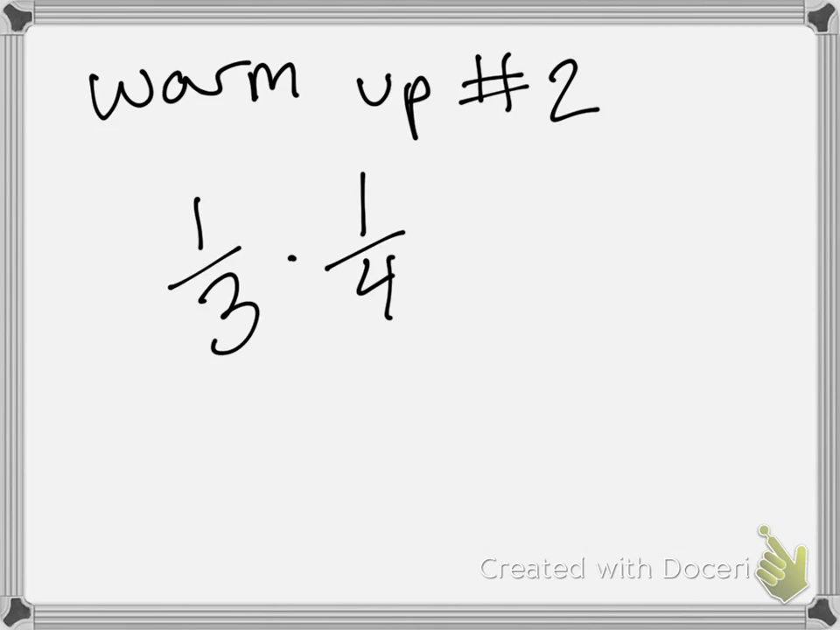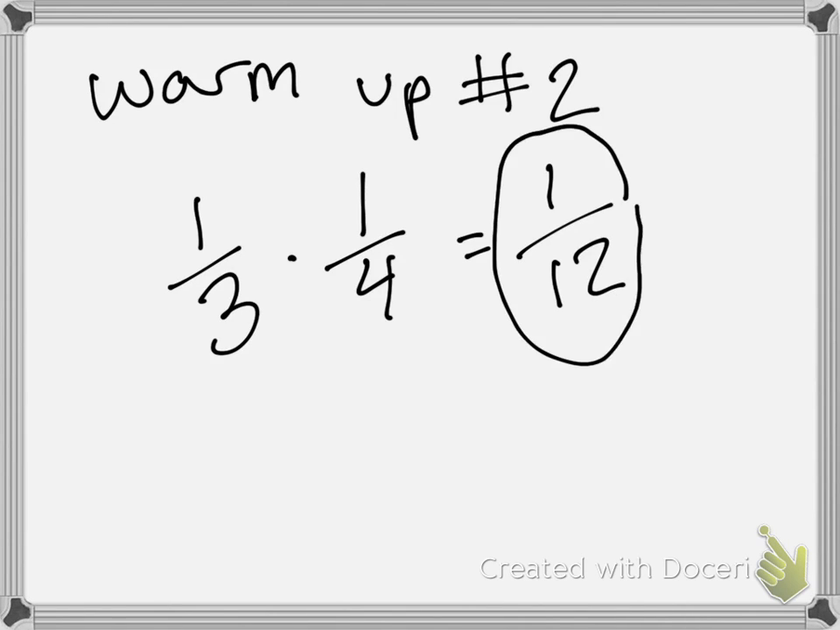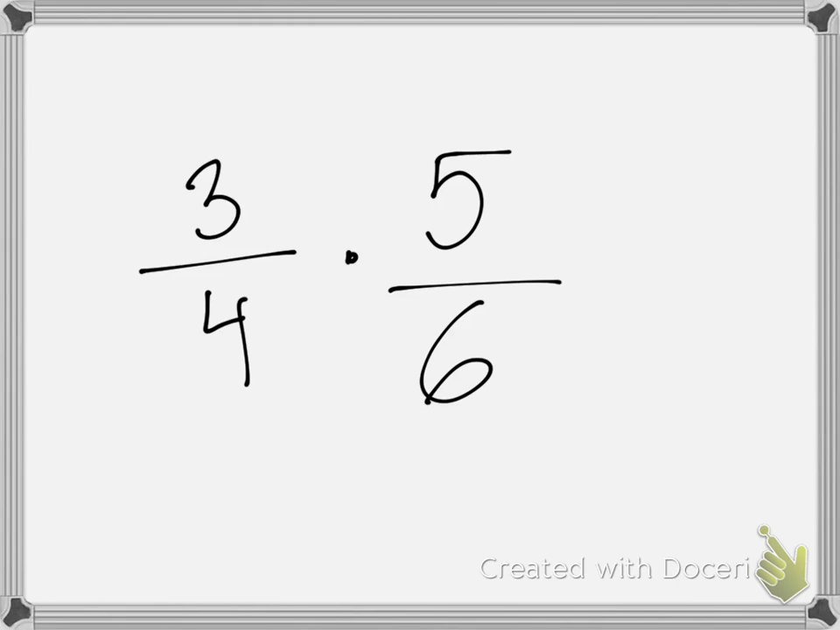So for our second warm-up, let's look at this together. Once again, we already mentioned earlier, we multiply our numerators. Hey, Jaden, what's 1 times 1? It's 1. Hey, let's see, Romario. What's 3 times 4? 12. So what's our answer? 1/12. Exactly. It's super duper easy. So let's do this one. 3/4 times 5/6.